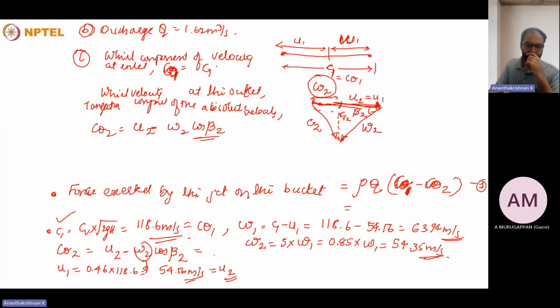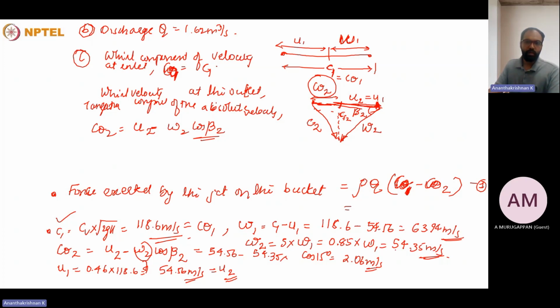So that will be equal to 54.56 minus 54.35 multiplied by cos 15 degree. So that will be coming around 2.06 meter per second.